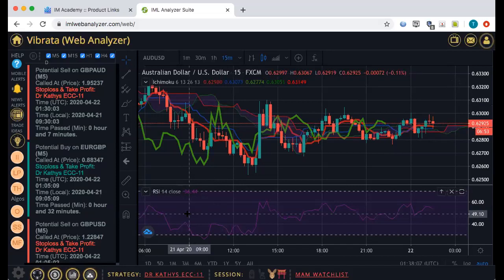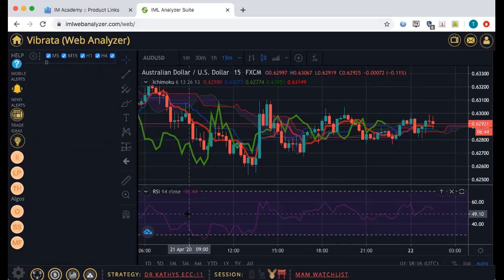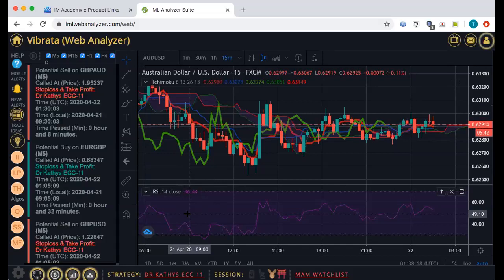Now, if you're using the new version, you're not going to get the same information that I'm presenting. So my recommendation is to go to IM Academy, scroll down to old links. I think it says old links, and click on Web Analyzer, and your Web Analyzer will look like this one.